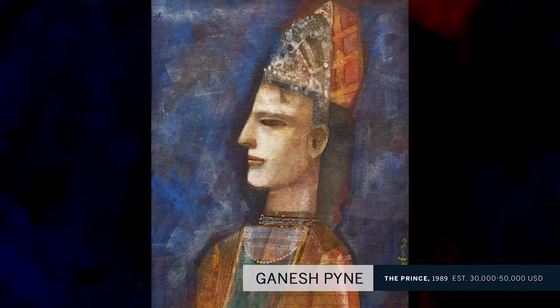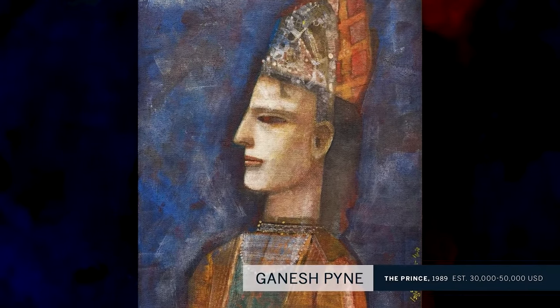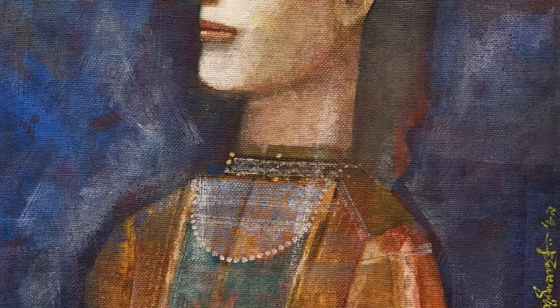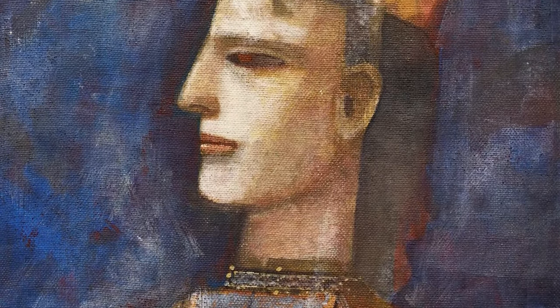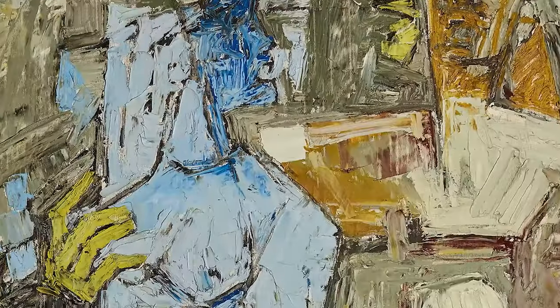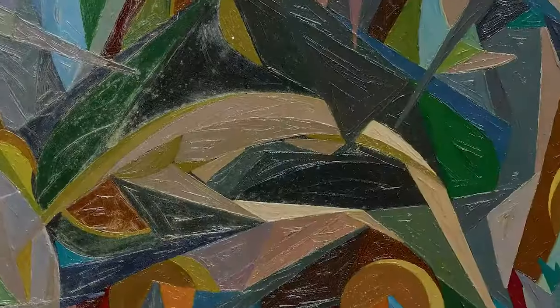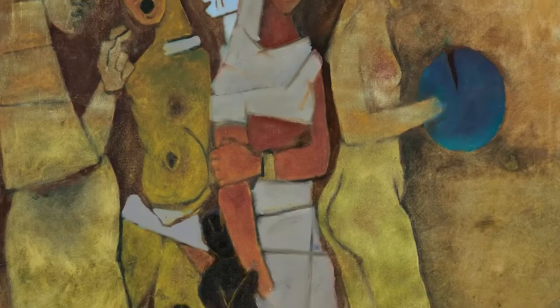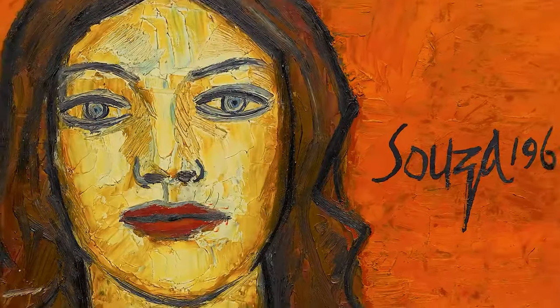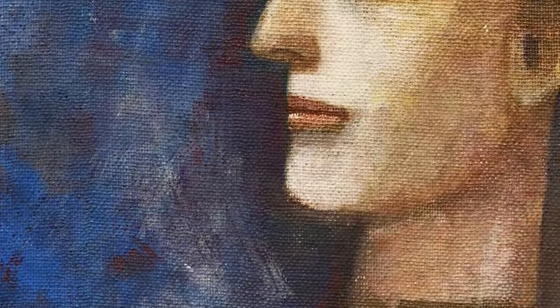Ganesh Pyne was an iconic Indian surrealist painter from East India. Prince is a characteristic example of his success in traversing the unusual bridge between the flat surface of a canvas and a 3D illusion. This sale wonderfully documents how India's shift from a colonial state to a sovereign nation impacted artistic trends through milestone figurative work by pioneering artists.